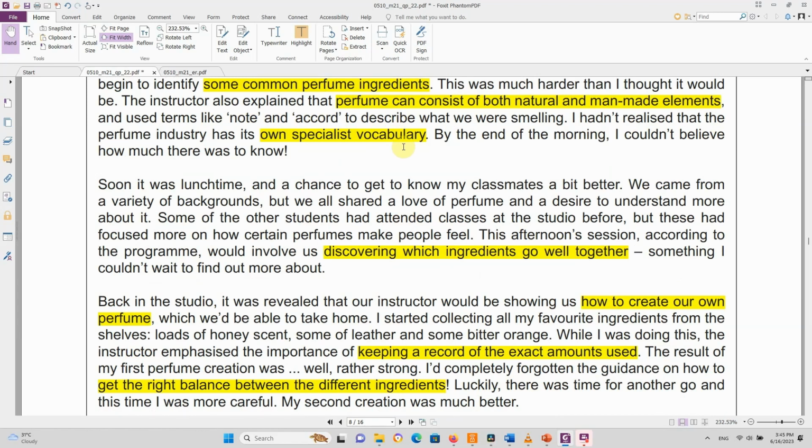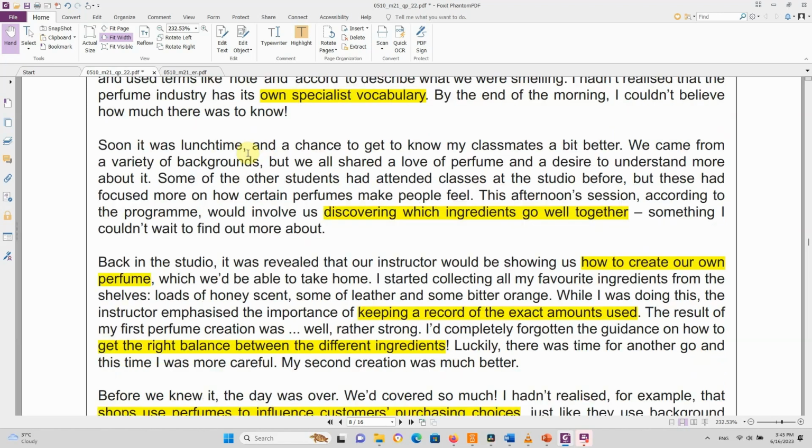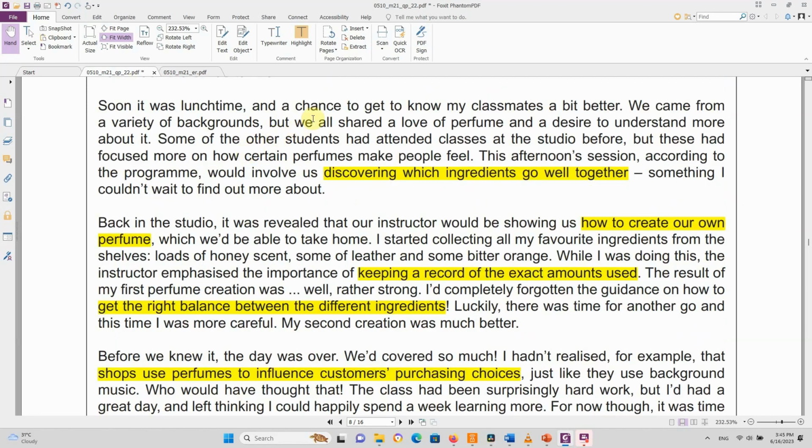jargon. By the end of the morning, I couldn't believe how much there was to know. Soon it was lunchtime and a chance to get to know my classmates a bit better. We came from a variety of backgrounds, but we all shared a love of perfume and a desire to understand more about it. Some of the other students had attended classes at the studio before, but these had focused more on how certain perfumes make people feel.